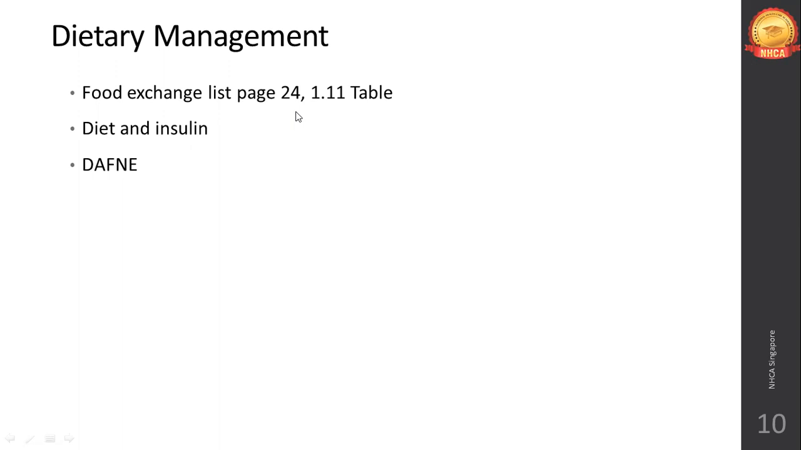Then we have DAFNE, dose adjusted for normal eating. DAFNE here means insulin dose adjusted for normal eating. That is the full form of DAFNE.